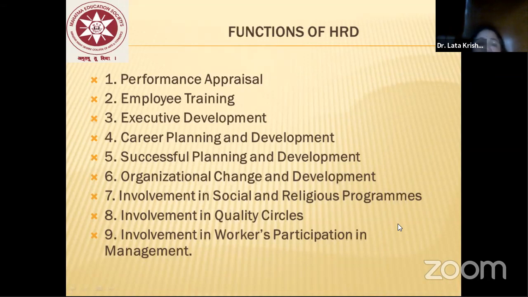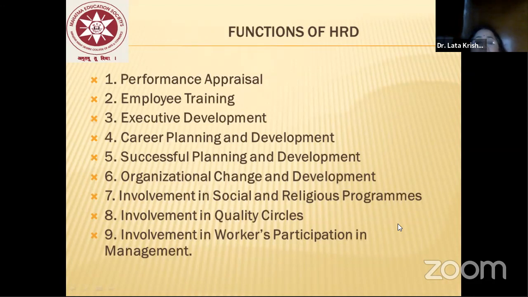Organizational change and development. So is your organization ready for change? Is your organization ready? For example, what is happening with us today in the COVID environment? The entire teaching learning scenario has changed. Our online sessions have become the new normal. So there could be all these challenges.